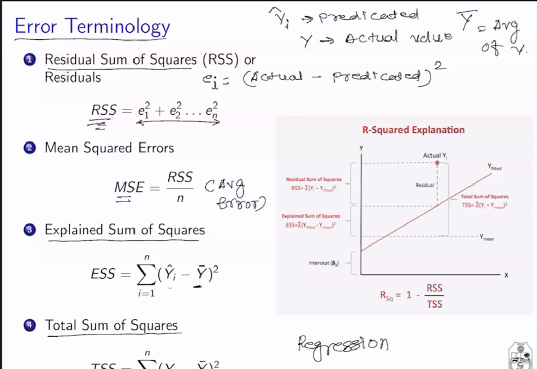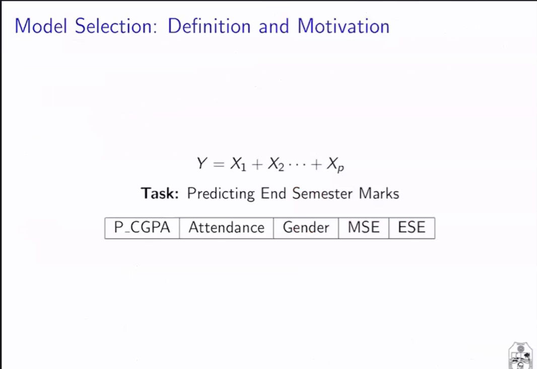And we also know that we typically use a term called R square. R square is nothing but 1 minus the ratio of RSS divided by TSS, where RSS means the residual sum of squares and TSS means the total sum of squares. So these are the different terms that we are going to use for describing model selection.